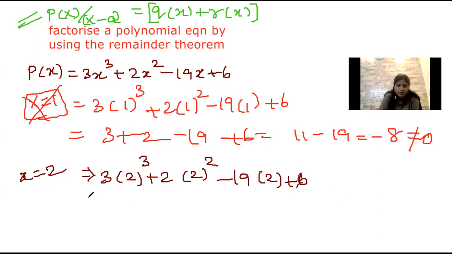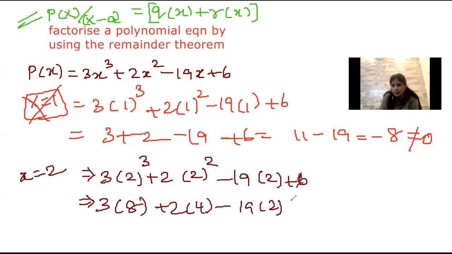Yeah. So if you do that, it's going to be 3 into 2 cube is 8, plus 2 into 4, negative 19 into 2. Let me simplify that in the next step. So 3 8s are 24 and 2 4s are 8. Negative 19 into 2 will give you negative 38, plus 6.